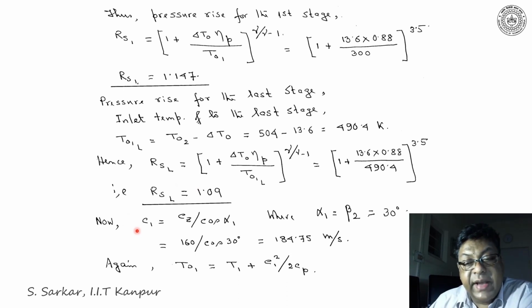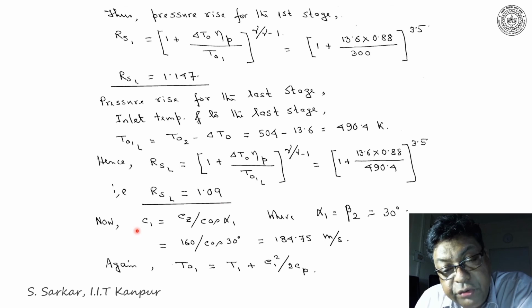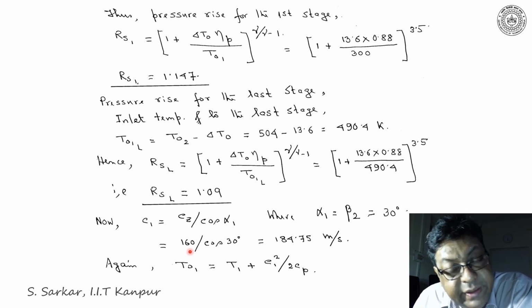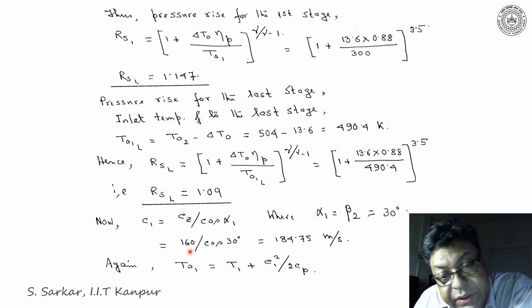Furthermore, from velocity triangle, I can write C1 is equal to Cz divided by cos alpha 1. Now alpha 1 would be equal to beta 2 here, which is equal to 30 degree. Thus I have calculated C1 as 160 divided by cos of 30 degree, which is equal to 184.75 meter per second.